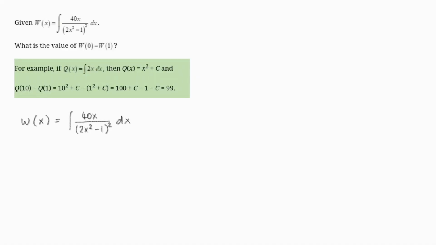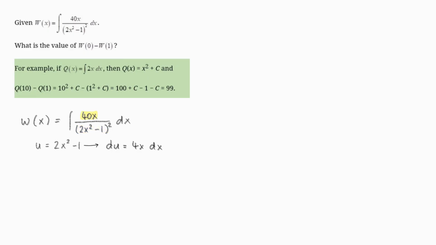W of x equals the integral of 40x over the quantity 2x squared minus 1 squared dx. Since the denominator has a higher exponent, x squared, than the numerator, this is our clue to set up the u substitution. So we start by setting u equals 2x squared minus 1. Taking the derivative, we get du equals 4x dx.